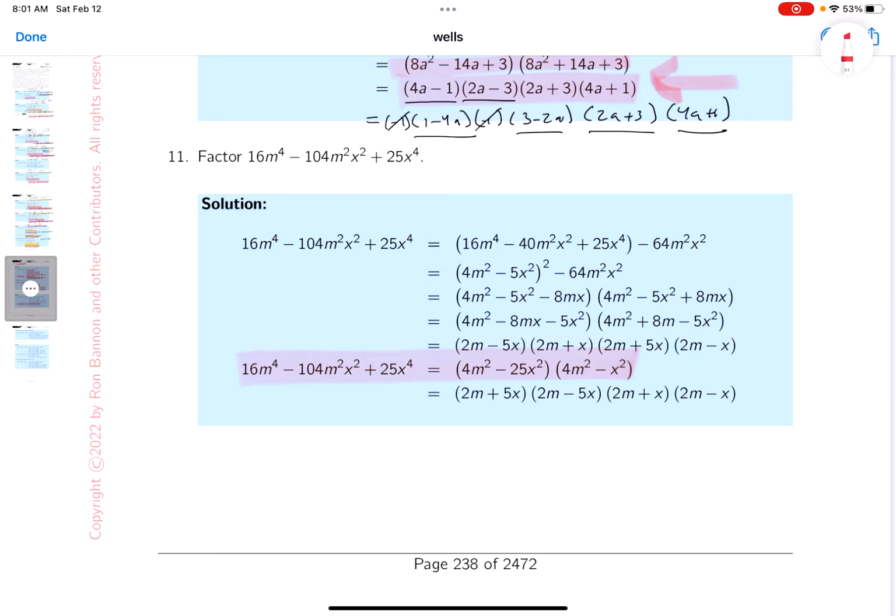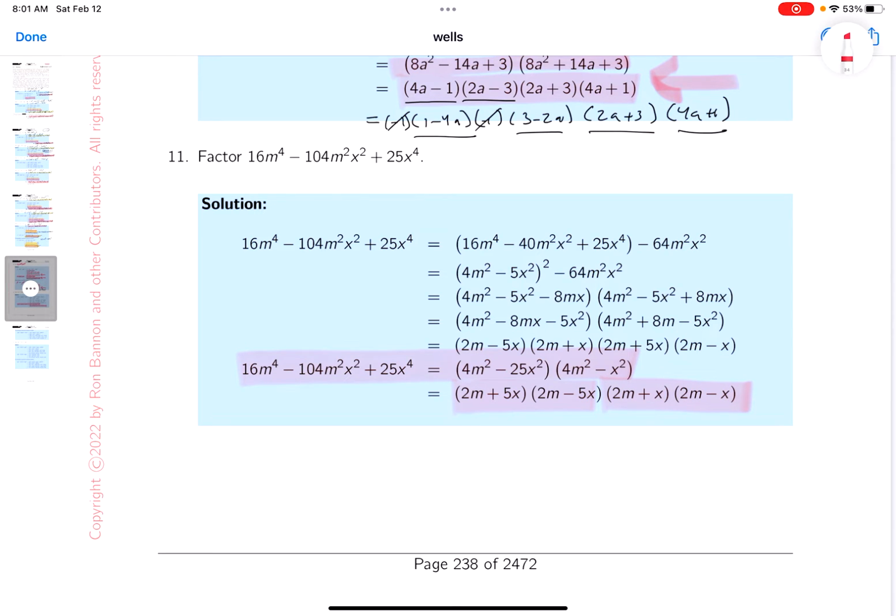4m squared times 4m squared, 16m^4. Then what do you get? Minus 4m squared x squared, minus 100, which is 100, minus 104m squared x squared. Then we see plus 25x^4. Then what I do, I notice they're perfect squares, difference of perfect squares. So it's going to be (2m + 5x)(2m - 5x)(2m + x)(2m - x).